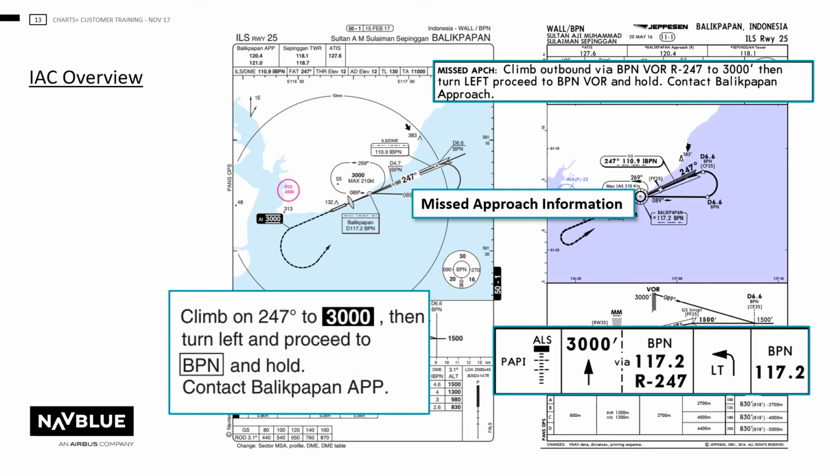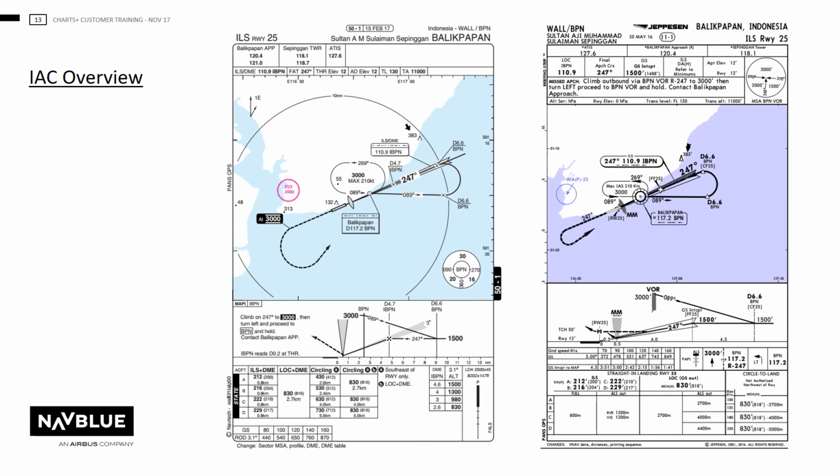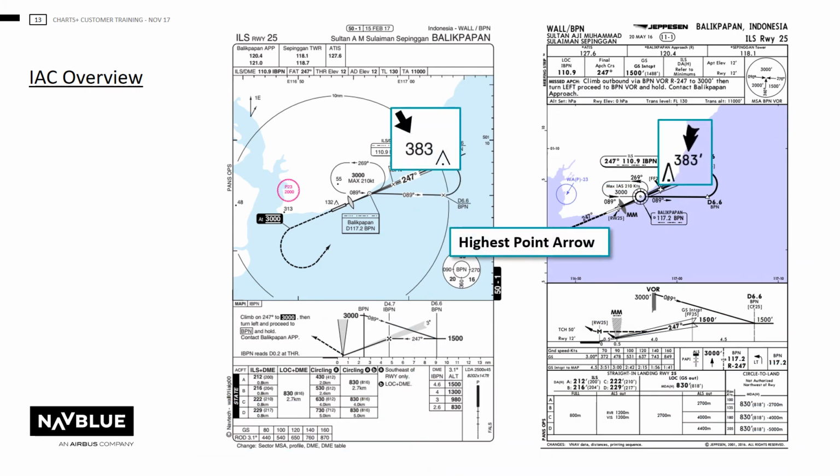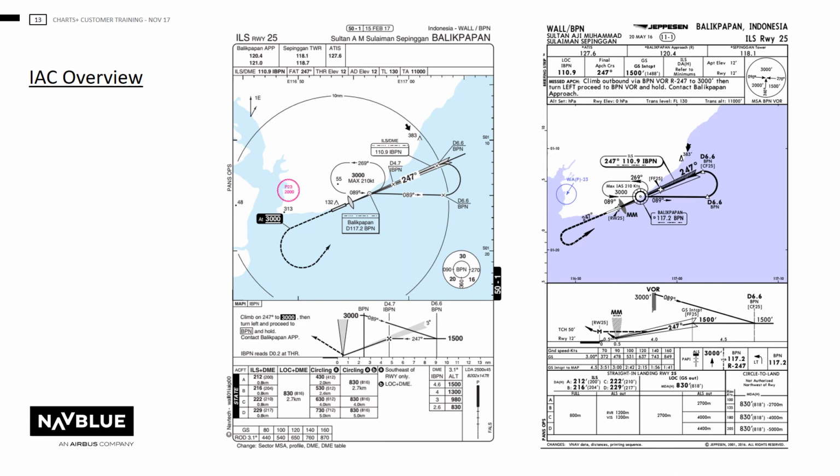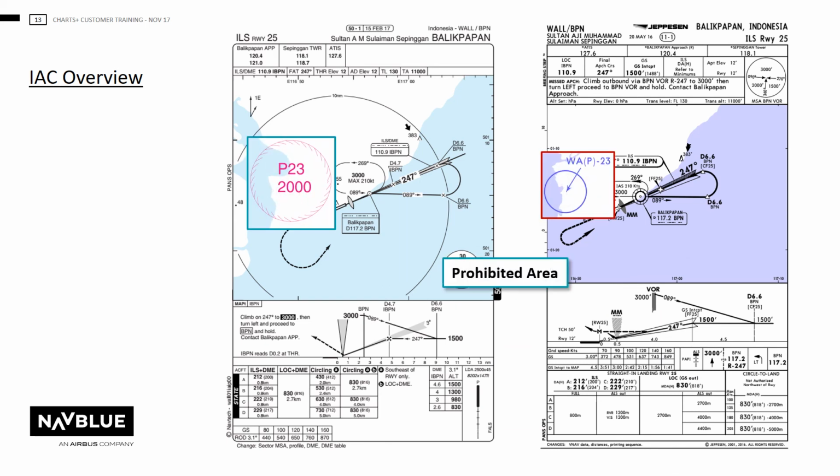The missed approach text information in the NavBlue charts will be written in the profile next to the missed approach. The highest obstacle or spot height on the chart, prohibited, danger or restricted areas shown here in the NavBlue charts as red. NavBlue will show all of these areas on the IAC charts.